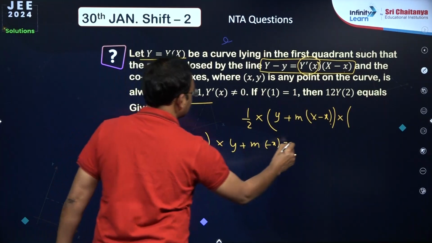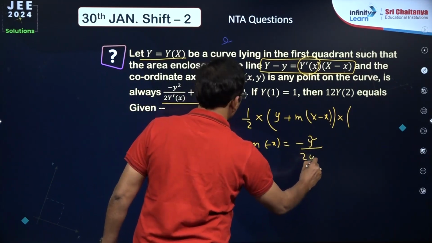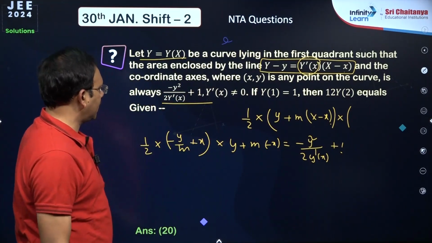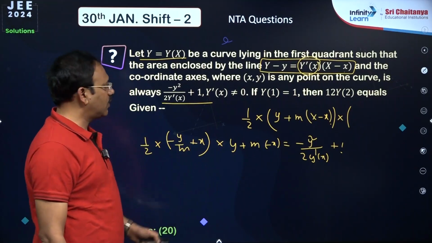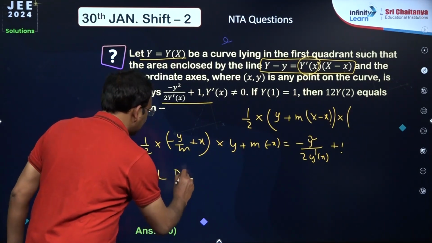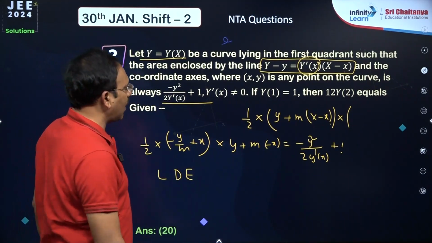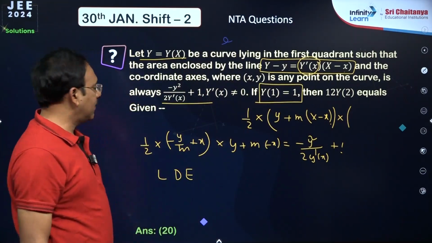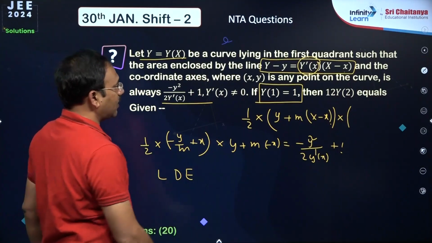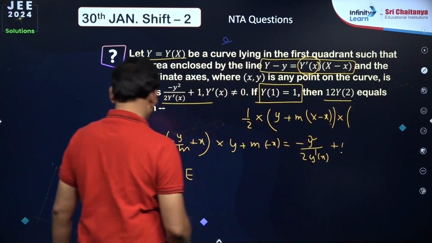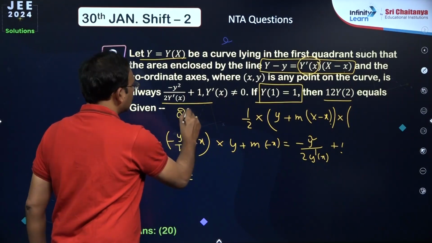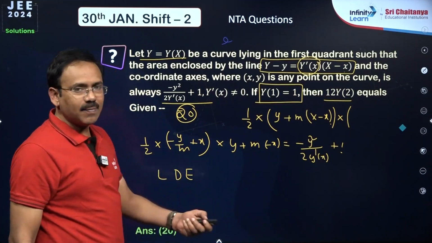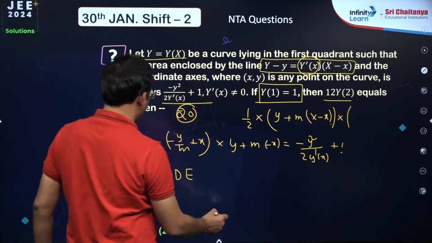This value is given as minus y square by 2 y dash of x plus 1. Y dash of x is nothing but m, that is dy by dx. From this you can prepare the differential equation. You will get LDE, linear differential equation, in which there will be some unknown, and to find unknown we put y of 1 is equal to 1, so that you will get the value, my dear friends. So, after that if you could put y of 2, 12 into y of 2, you are going to get the value to be 20. So, just this is the equation given, wherever m is there you write dy by dx and separate, my dear friends. Even y dash x is also m, my dear friends.